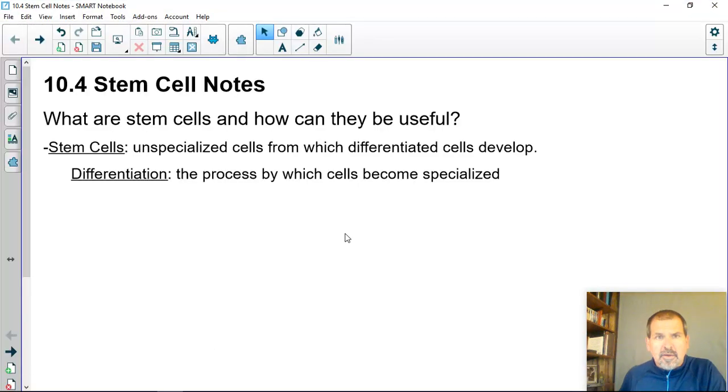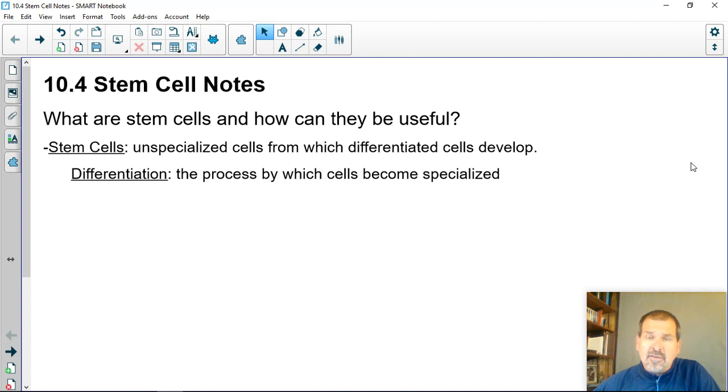All right, so here's our first note. Title your notes, section 10.4, stem cell notes. And then do write that question down at the top: What are stem cells and how can they be useful? Those are really the two questions we want to address in these new notes. What are they? How can they be useful?